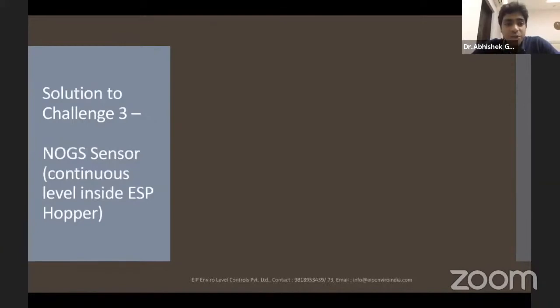Now, what is the solution? The solution is a NOGS sensor which provides continuous level inside an ESP hopper. Yes, it is a continuous level transmitter within the ESP hopper.